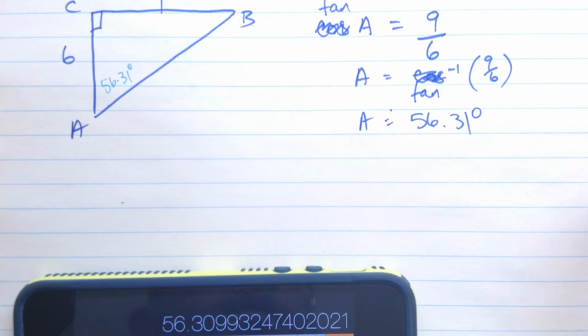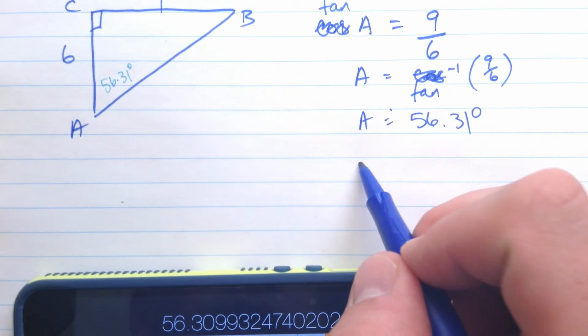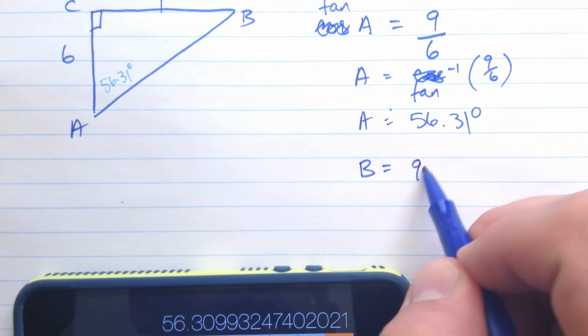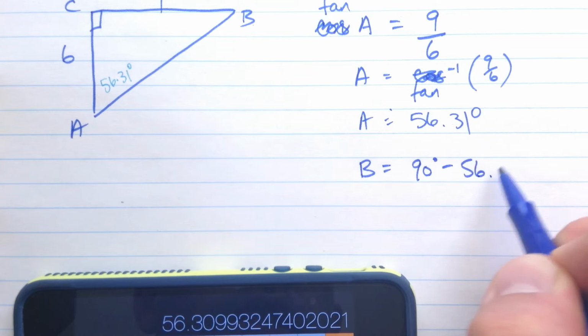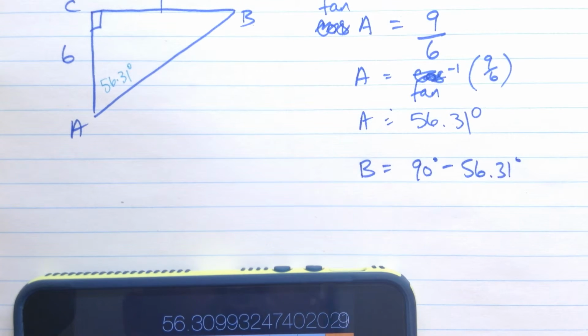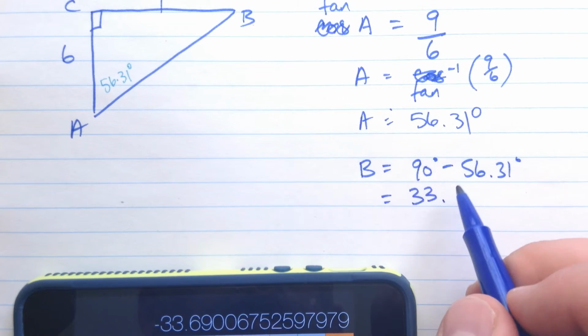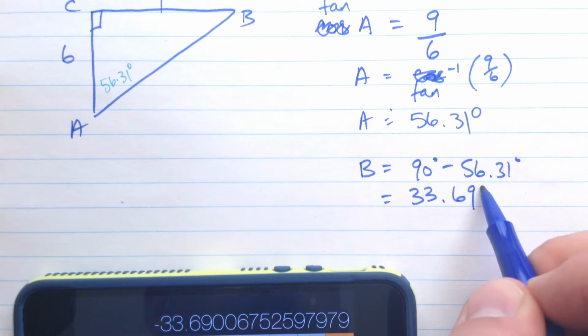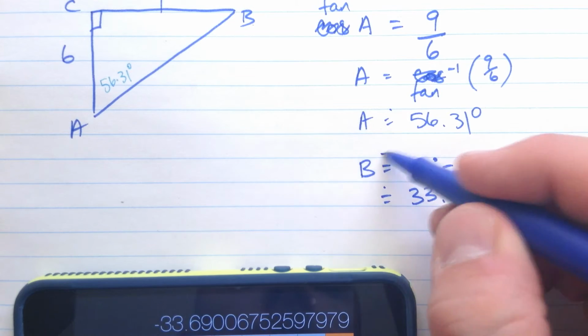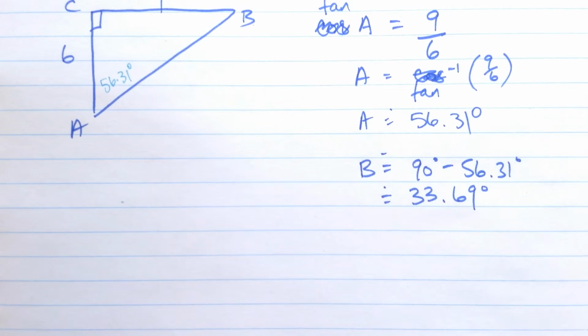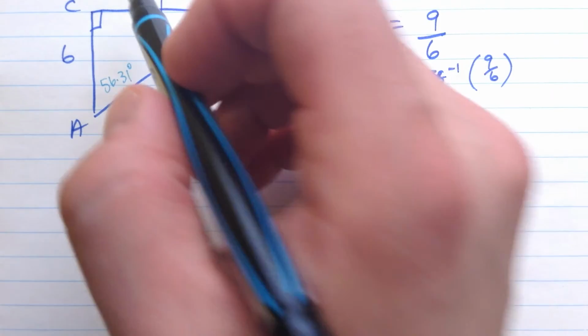Okay, and now we're left with finding B, which is going to be equal to 90 degrees minus 56.31 degrees. And so that'll be 33.69 degrees, about. Okay, all right, so we've now found all of the angles.